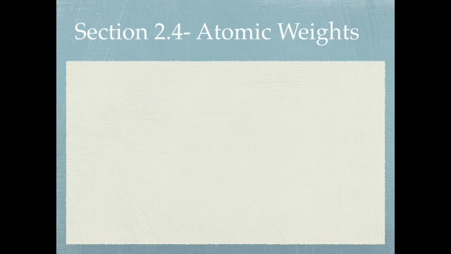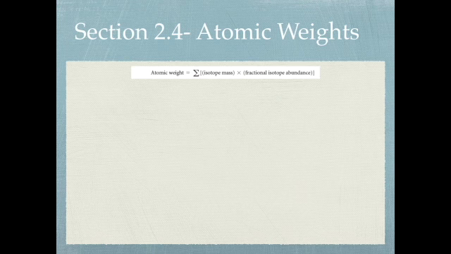Now, really quickly, if you look at the periodic table, you don't actually see mass numbers on the periodic table. Instead, you find atomic weight. And that's because we actually sum the weighted average of all of the different mass numbers.